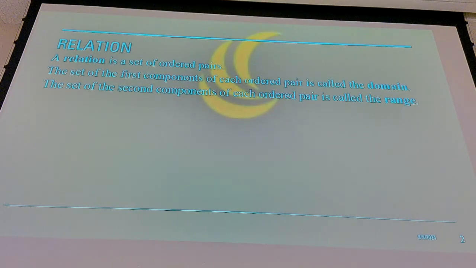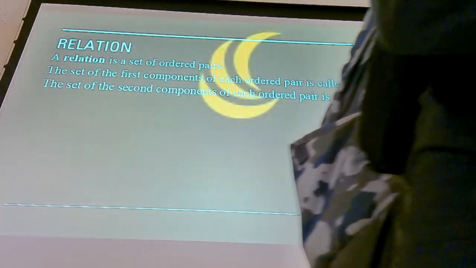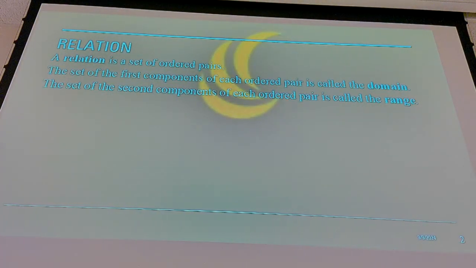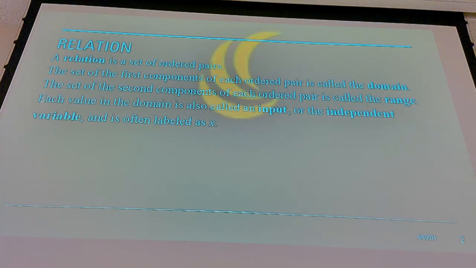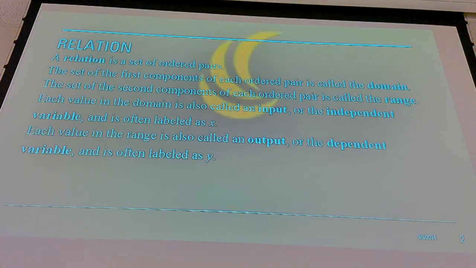So typically relations are ordered pairs x comma y. All of the x's are your domain, all of your y's are the range. Which is here. Each value in the domain is also called an input, or the independent variable, typically represented with an x. And each value in the range is also called an output, or the dependent variable, and is often labeled y.